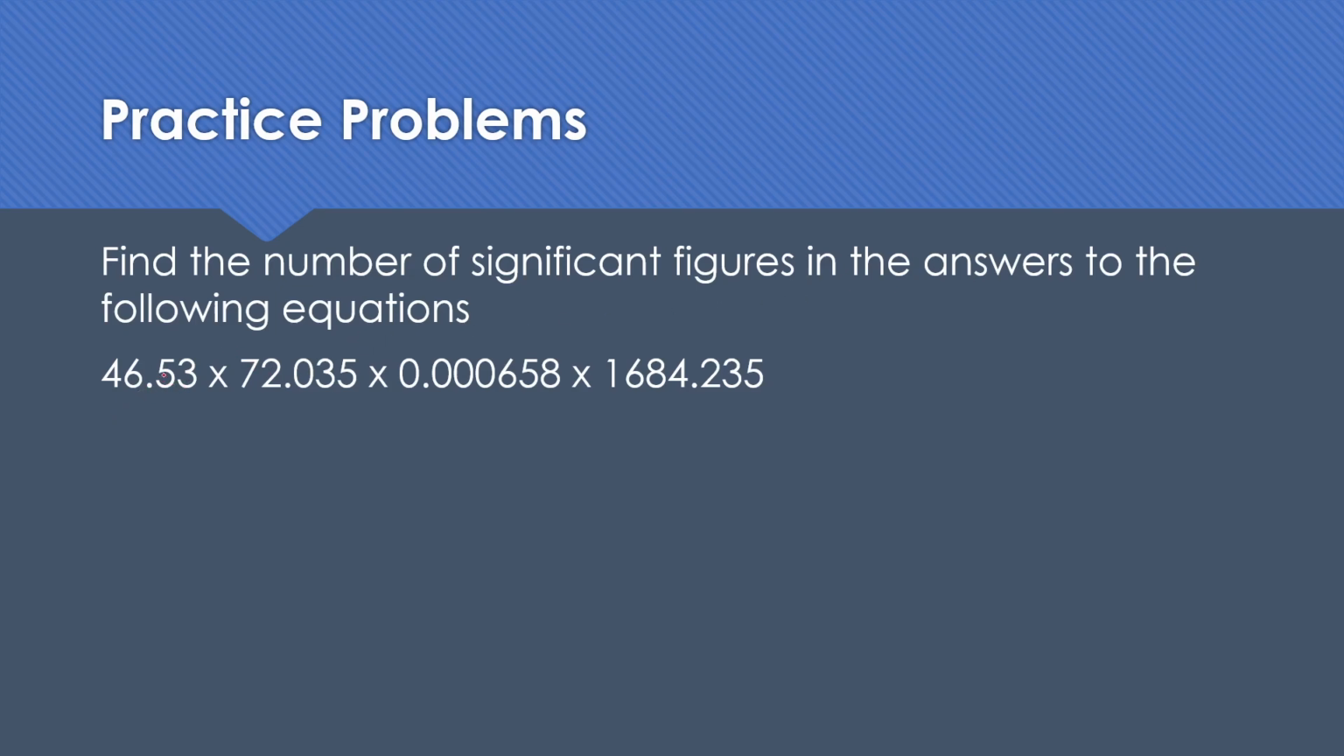All right, so let's take a look. Here I've got 4 sig figs. Here I've got 5. Here I've got 3. And here I've got 7. So my final answer is going to be determined exclusively by which one has the smallest number, which is 3.